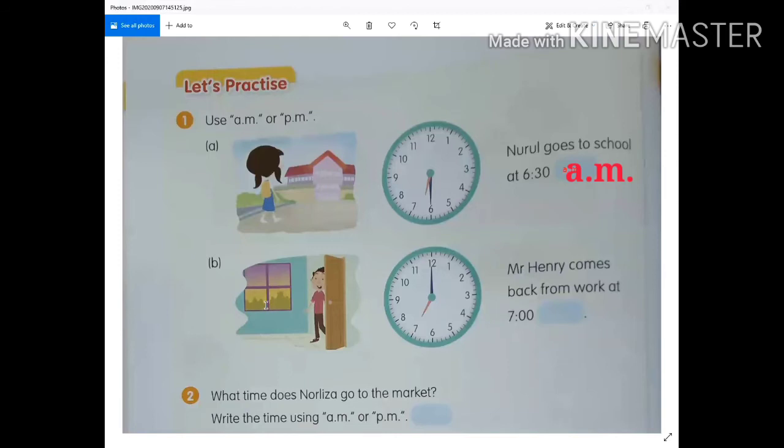And then part B, look at the picture. Mr. Henry comes back from work. Look at the clock, at 7. So it means it is in the evening. So we can say that it is 7 p.m. Good.